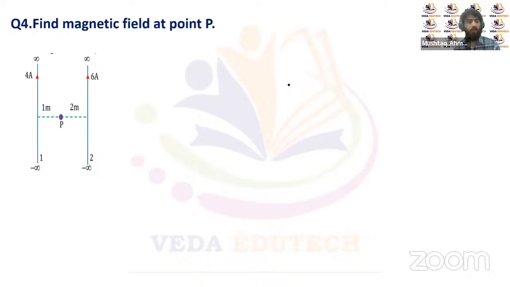Now there are two wires extending to infinity parallel to each other. Two wires 1 and 2, extending to infinity, and they are parallel to each other. Now at this point P, we have to find the net magnetic field. The current in the first wire is flowing in the upward direction, in the second wire it's also in the upward direction. Now we first find out the direction of the magnetic field.